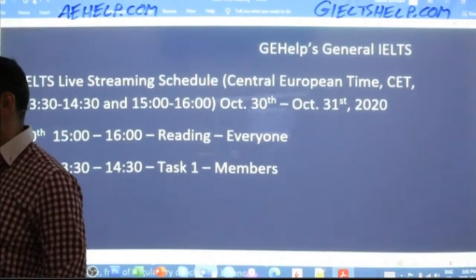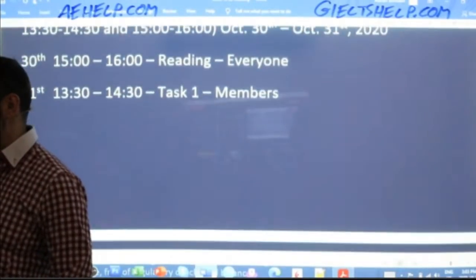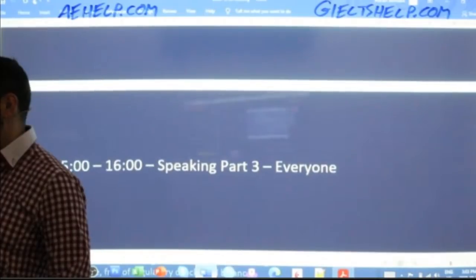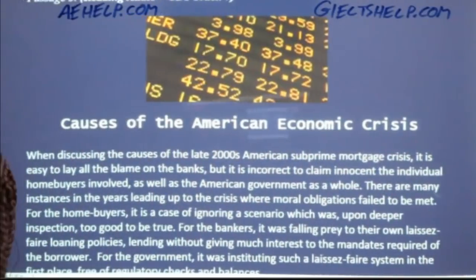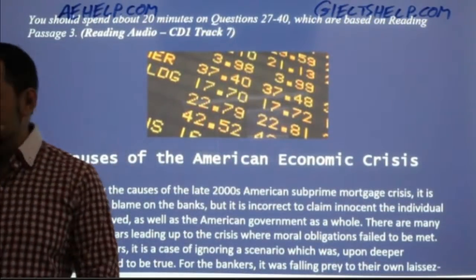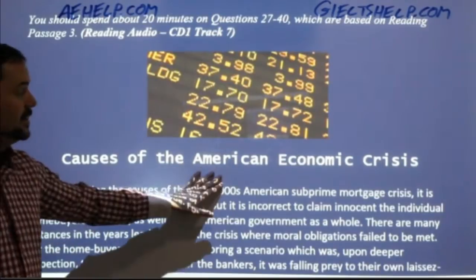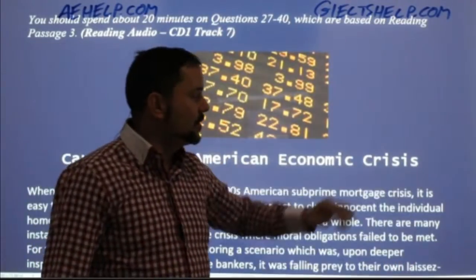Okay, everyone, so reading today. Tomorrow, members, we will have a task 1, and then we'll have a speaking part 3 for everyone. Today, we're going to read this passage here: Causes of the American economic crisis.